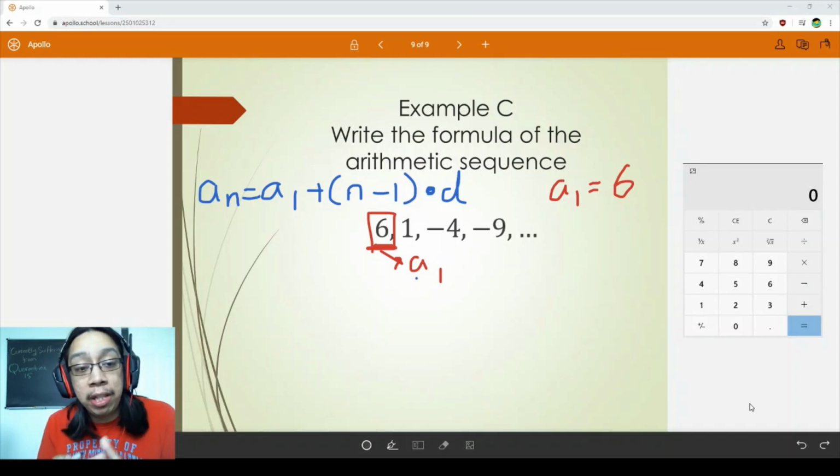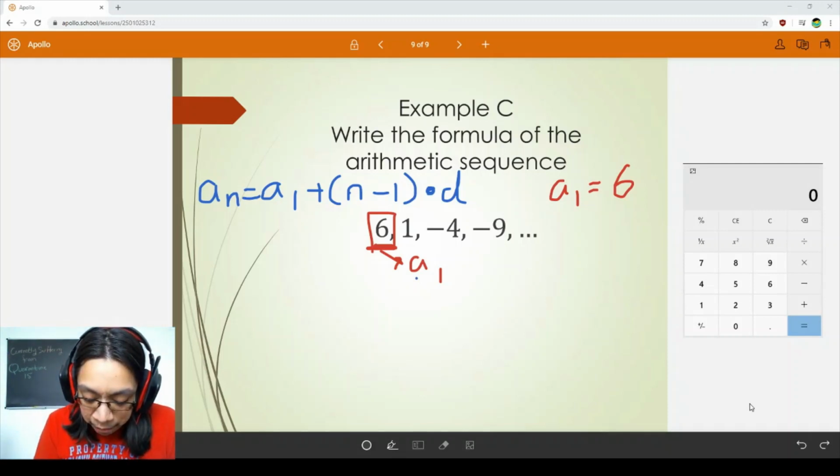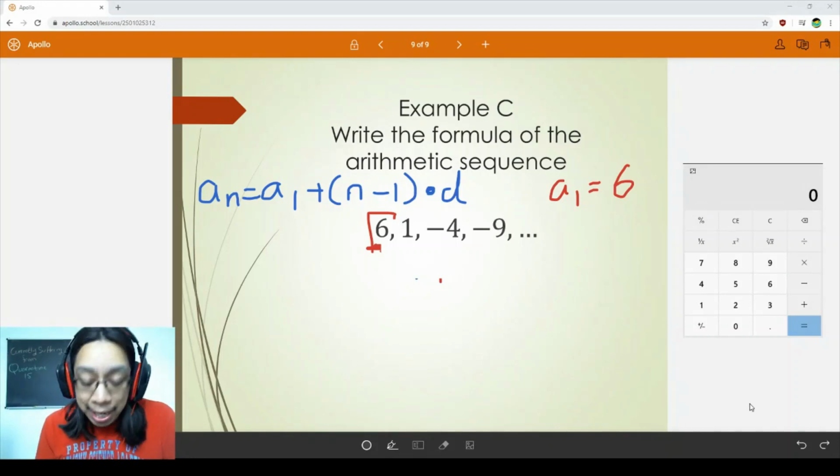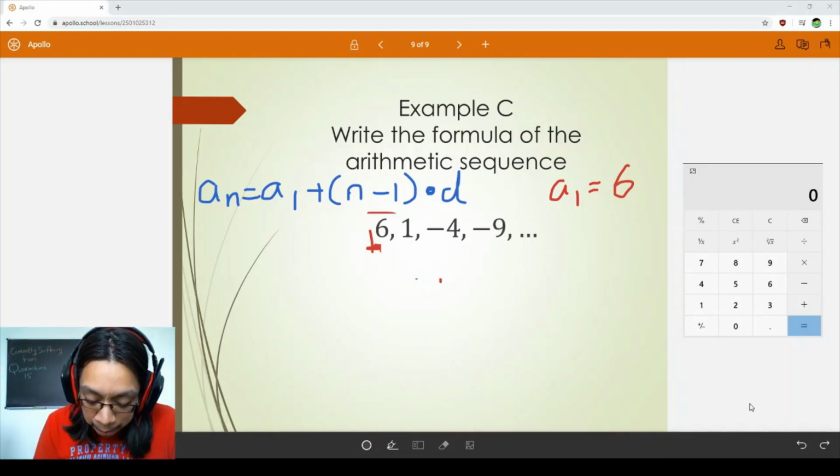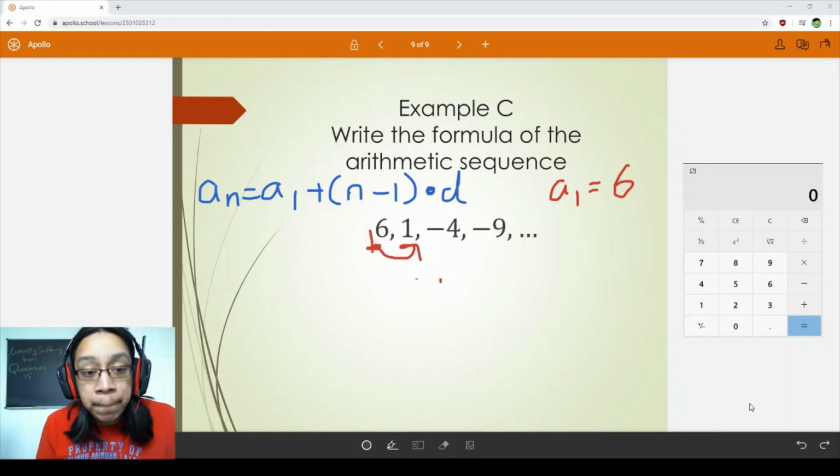Now the only thing you have to figure out now is, well, what's little d? Well, we've done practice on that before. In order to find out little d, you have to ask yourself, what number am I jumping by each time to get from 6 to 1, from 1 to negative 4? If they tell you that something is arithmetic, you don't have to check every number. Just check the first two numbers.